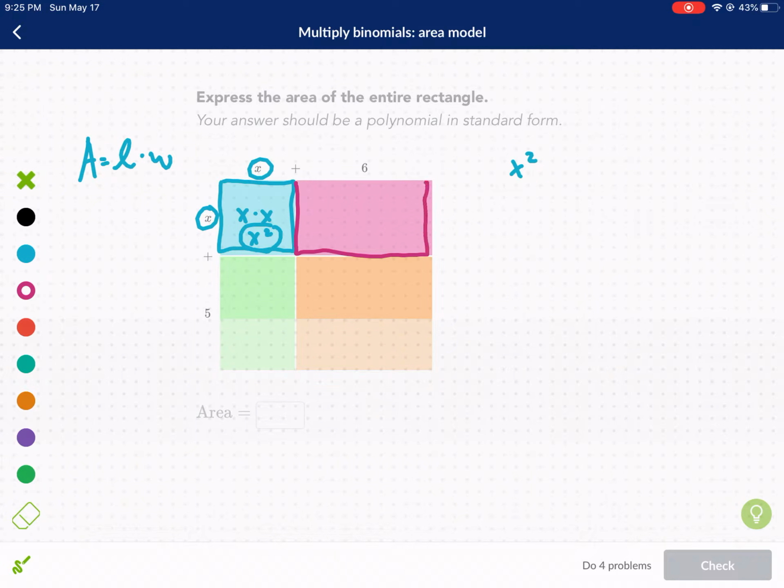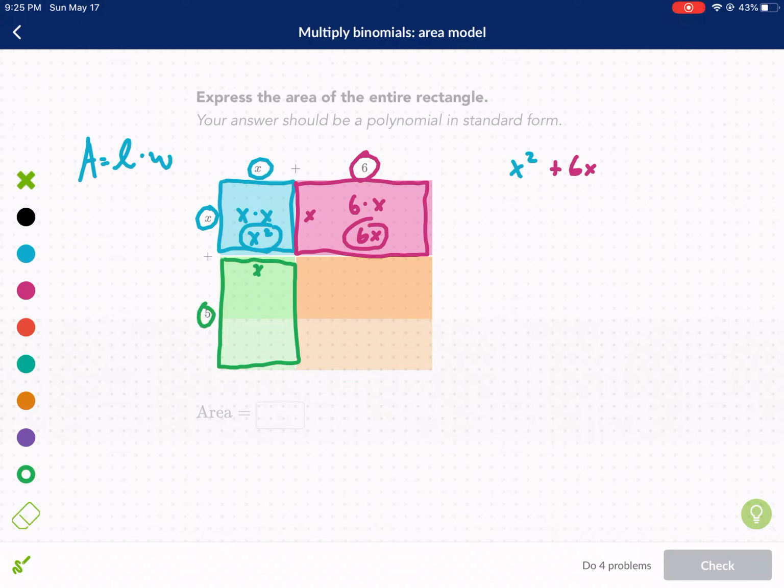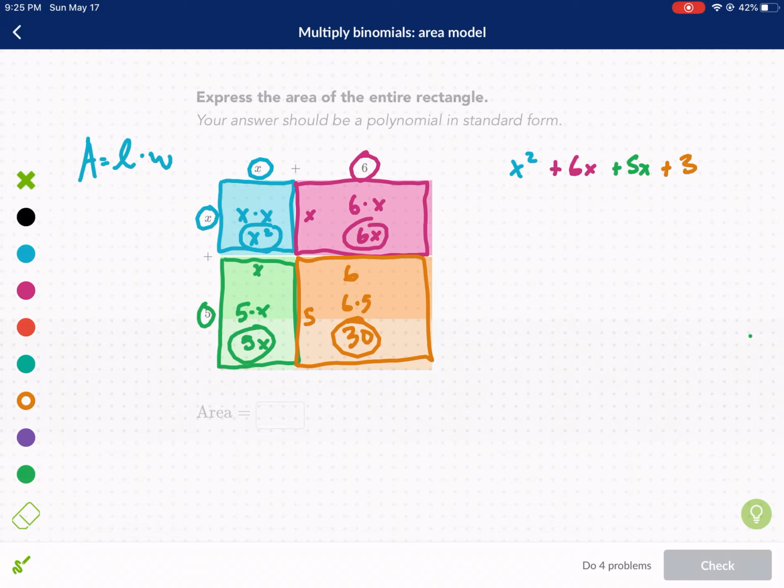Okay, next up, we might as well go to the pink one. One of our dimensions is x because the width hasn't changed. Our length is now 6, so we do 6 times x, which becomes 6x. We'll write this off to the side, 6x. Let's go down to green. Our length is x and our width is 5. We do 5 times x, which is 5x. That's the area of that one. Finally, we have a 6 by 5 rectangle. We multiply these together and we get 30. That's our area, plus 30.